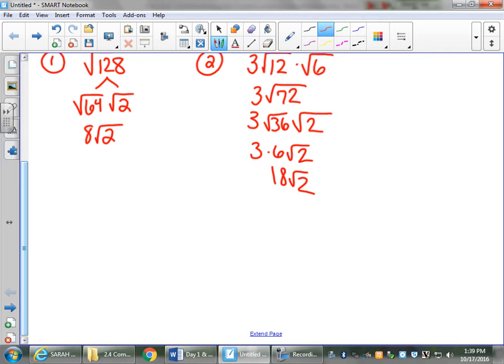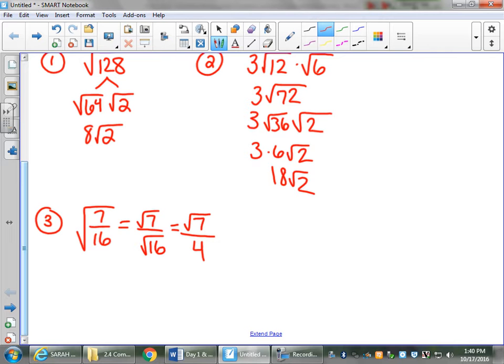The other 3 examples we're going to put in our notebooks have to do with fractions. So if I gave you the square root of 7 over 16. So a quotient property allows you to break this apart into 2 separate radicals. So square root of 7 divided by square root of 16. You can separate them. By doing that, the 7 is going to stay under the radical. We can't do anything with 7. There's no perfect squares that go into it besides 1. And then the square root of 16 is 4. So we get radical 7 over 4.